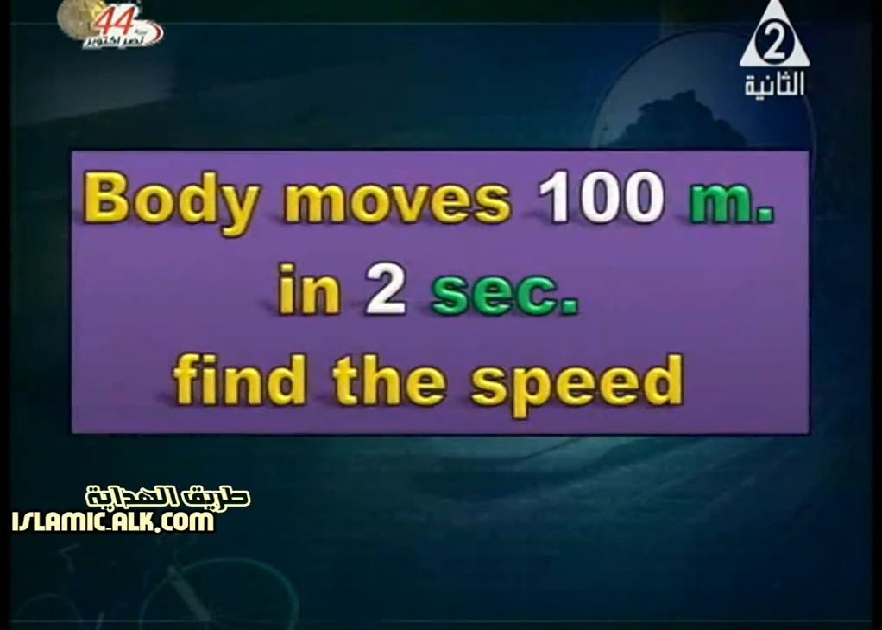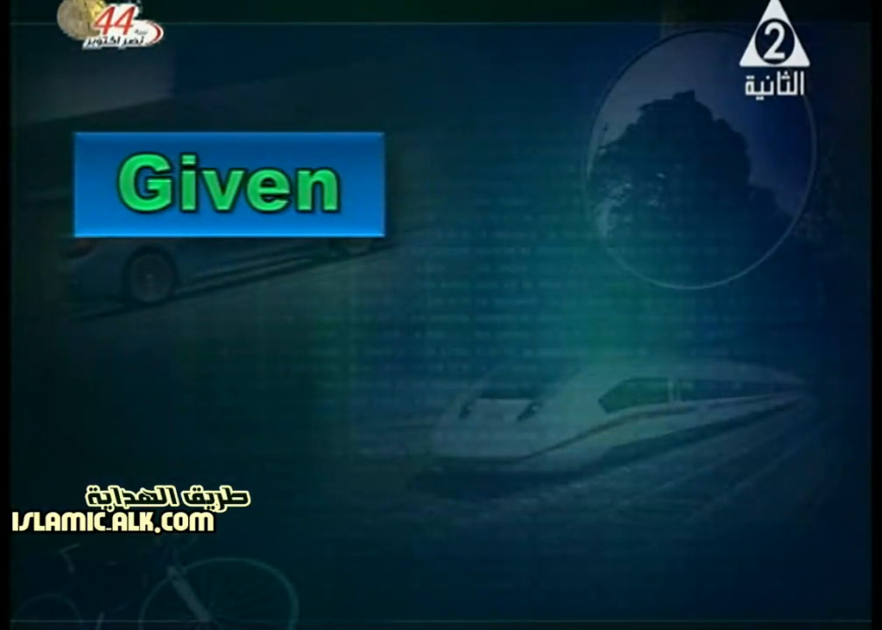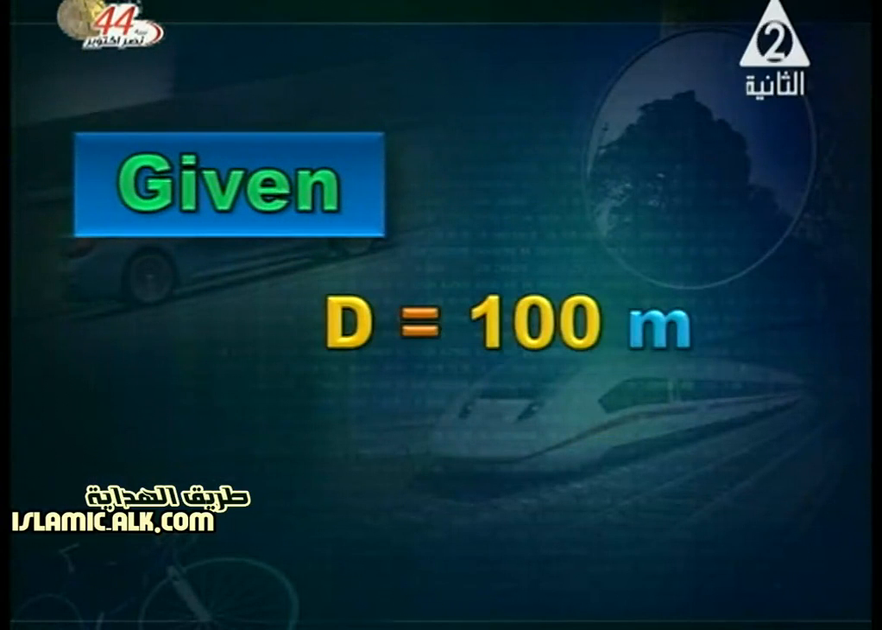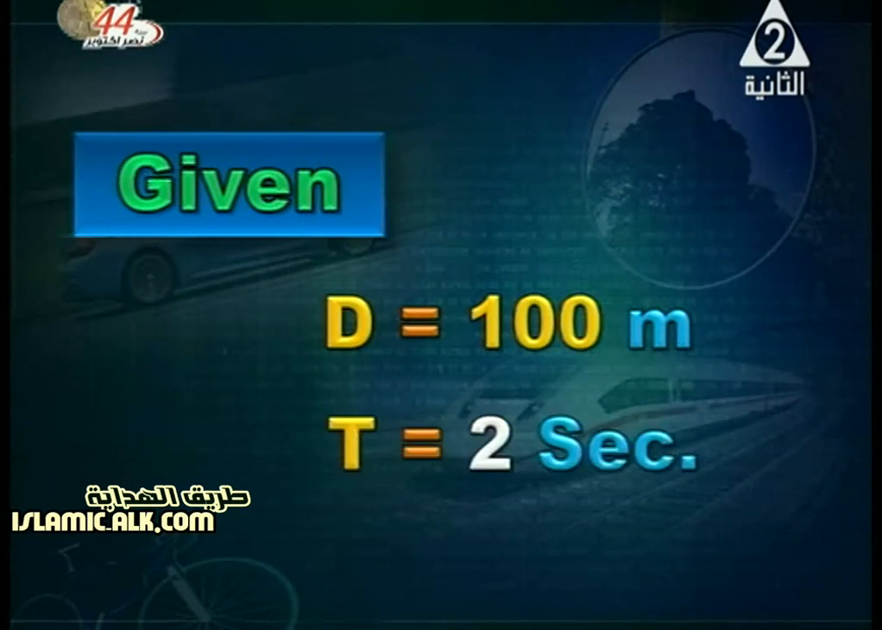Let's see example number 1. Here we explain how you can answer a problem. A body moves 100 meters in 2 seconds. Find the speed. How can you catch this? My dear, get your given and work in steps. The first one, D equals 100 meters. Is this the given only? No, we have a T. T here means 2 seconds. It's good to catch it.